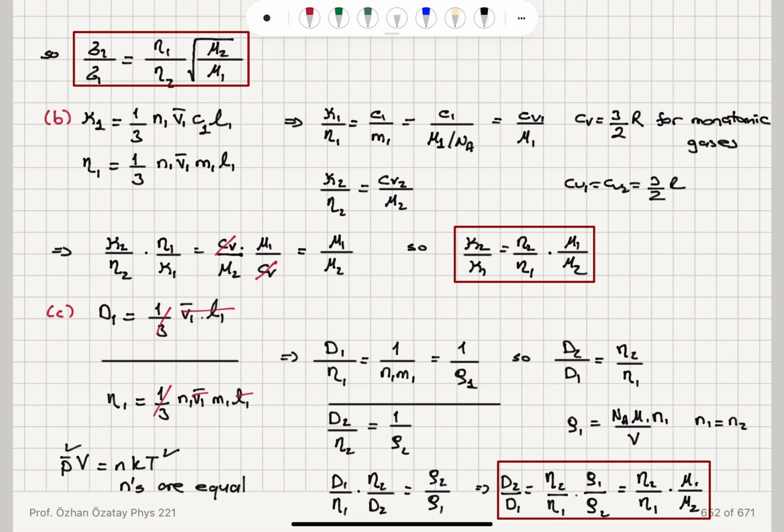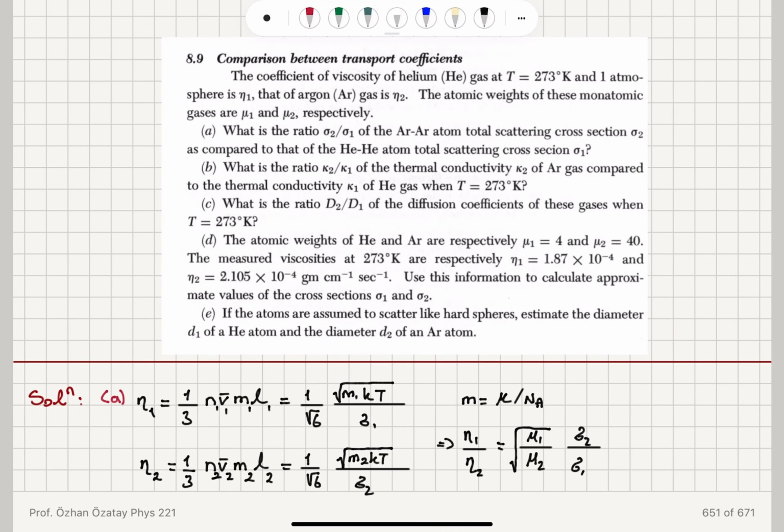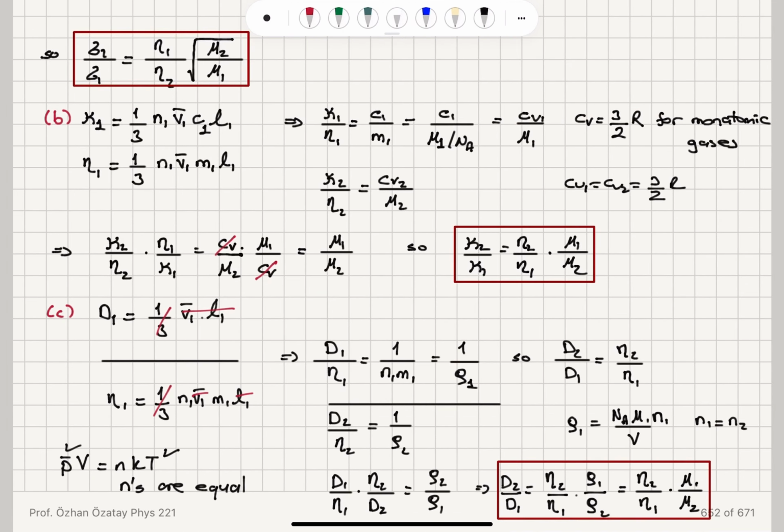Then if we have constant pressure, this would be Cp, which is 5/2 R, but the answer doesn't change, right? It's going to be the same C values for the two monatomic gases. So you can use Cv if it's constant volume or Cp if it's constant pressure. Well, here actually it is constant pressure, so we could use Cp.